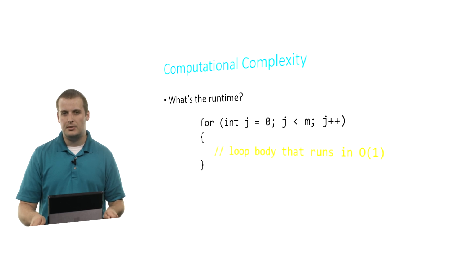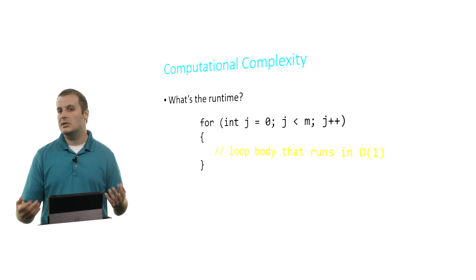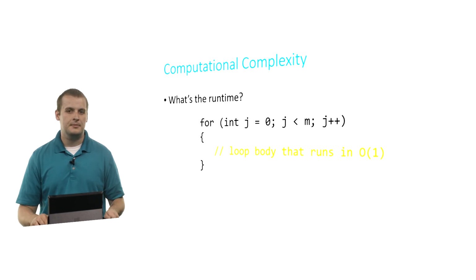Couple quick questions for you. What's the worst case runtime of this particular snippet of code? I have a for loop here that runs from j equals 0 all the way up to m. And what I'm saying here is that the body of the loop runs in constant time. So using the terminology that we've already talked about, what would be the worst case runtime of this algorithm? Take a second. The inner part of the loop runs in constant time, and the outer part of the loop is going to run m times. So what's the worst case runtime here? Did you guess big O of m? You'd be right.